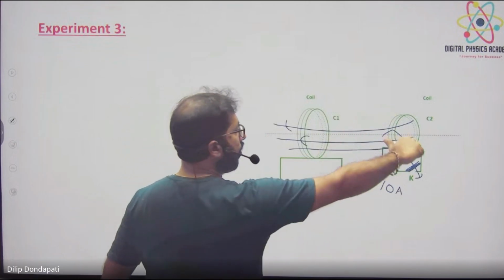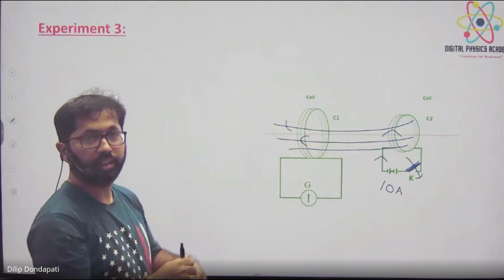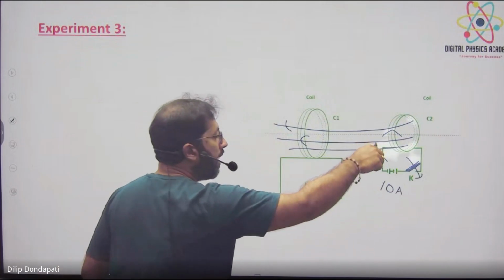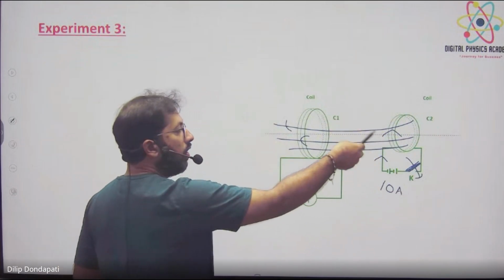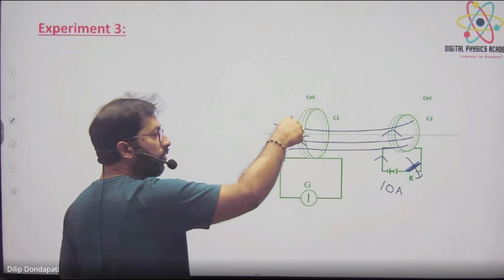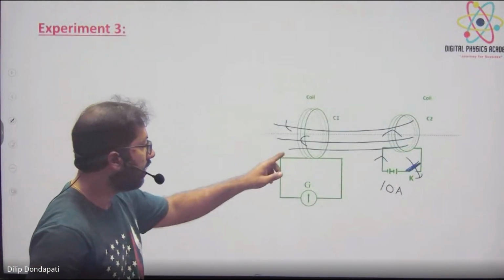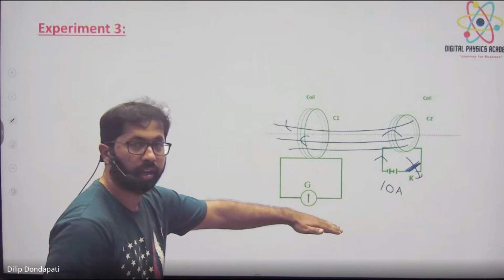Curl the fingers in the direction of current. Magnetic flux will be like this, right? Linking with this coil. So when the current is increasing, the magnetic field lines will increase. That means flux lines are changing here. When the flux lines are changing, they observe there is current flowing in the coil.